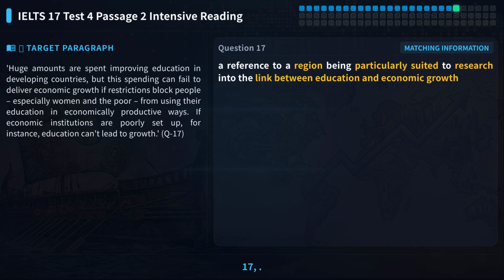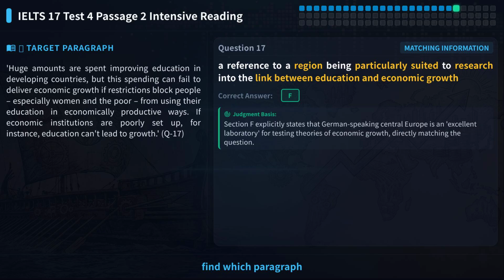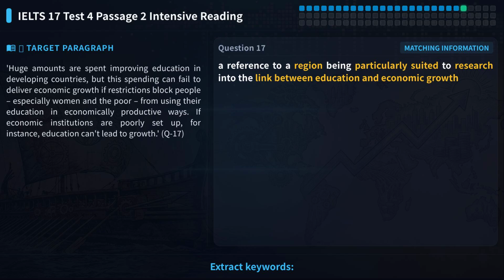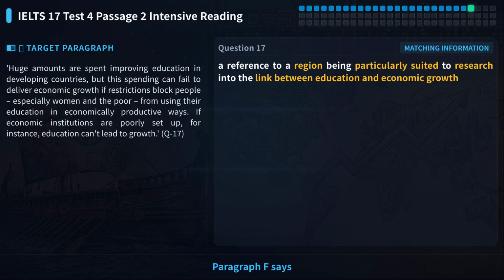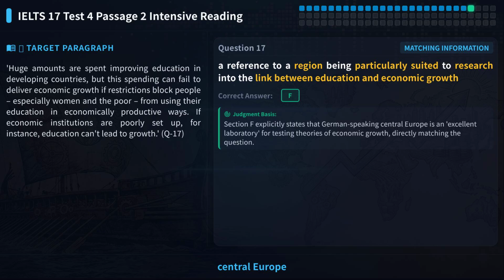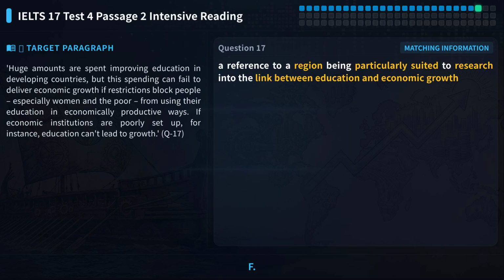Let's look at question 17. It asks you to find which paragraph mentions a region that is especially good for studying the link between education and economic growth. Extract keywords: region, suited to research, and link between education and economic growth. Scan the passage. Paragraph F says German-speaking Central Europe is an excellent laboratory for testing theories of economic growth. Laboratory matches research, and theories of economic growth matches link between education and economic growth. So the answer to question 17 is F.